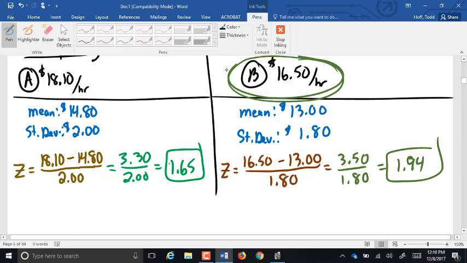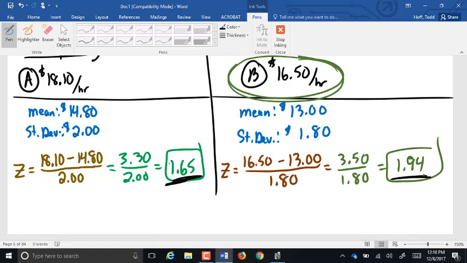There might be other factors. There might be schools and stuff like that that come in as well. Both of them are good offers. I mean, this is 1.65, this is 1.94. They're both above the mean, 1.5 to 2 standard deviations above the mean.